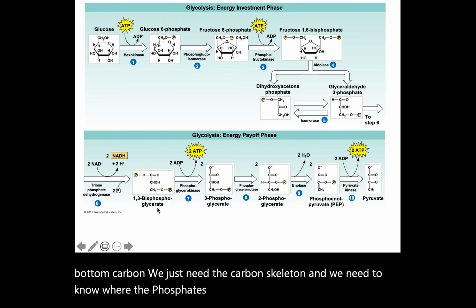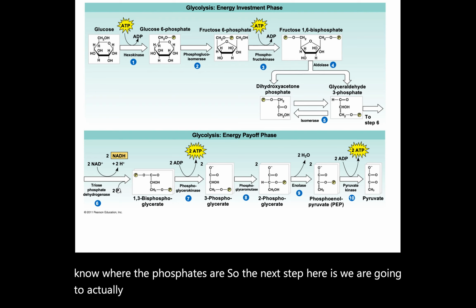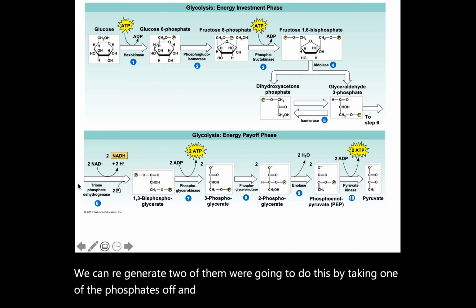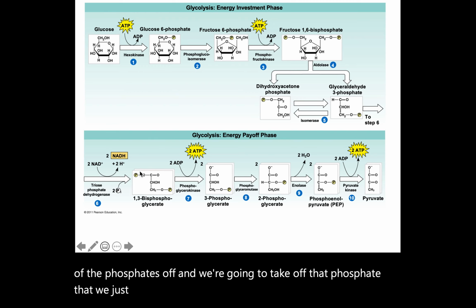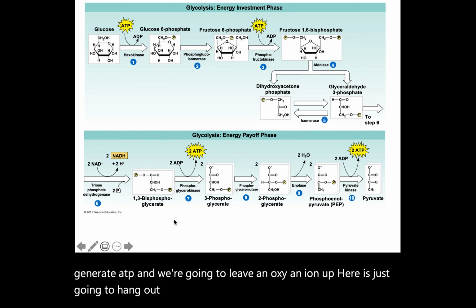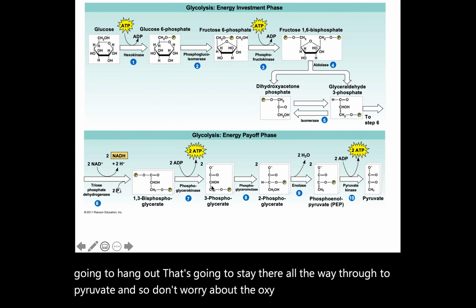So the next step here is we are going to actually regenerate some ATP. And since we have 2 of these molecules, we can regenerate 2 of them. We're going to do this by taking one of the phosphates off. And so we're going to take off that phosphate that we just put on up here. And we'll do it in such a way that we generate ATP, and we're going to leave an oxyanion up here that's just going to hang out. That's going to stay there all the way through to pyruvate. And so don't worry about the oxyanion. We just need to draw the carbon chain.